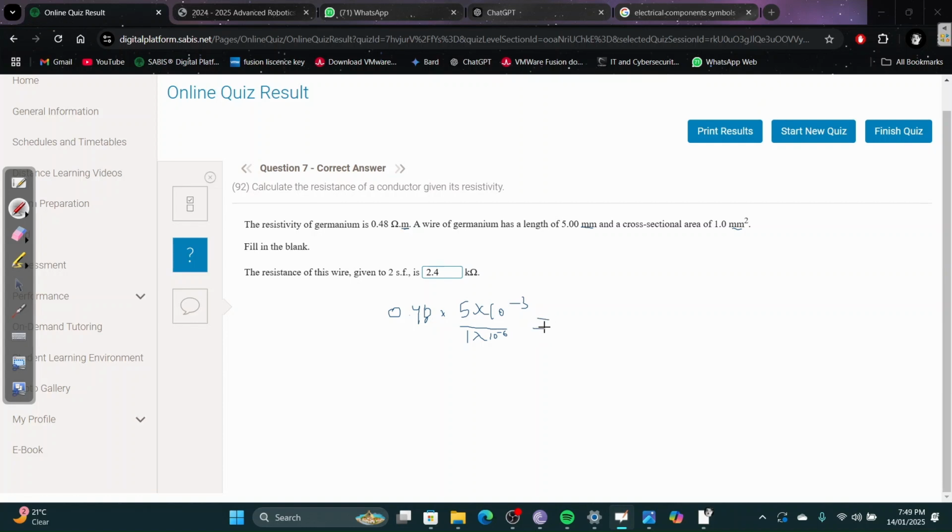Now you do this on a calculator: 0.48 times 5 times 10 to the power of negative 3, over 1 times 10 to the power of negative 6. You get 2400. This is in ohms, because remember, ohm meter. The meters cancel out, and you're left with the ohms. They want the answer in kilo ohms, so you divide by 10 to the power of 3, basically divide by 1,000. You get 2.4 kilo ohms. That's your answer.